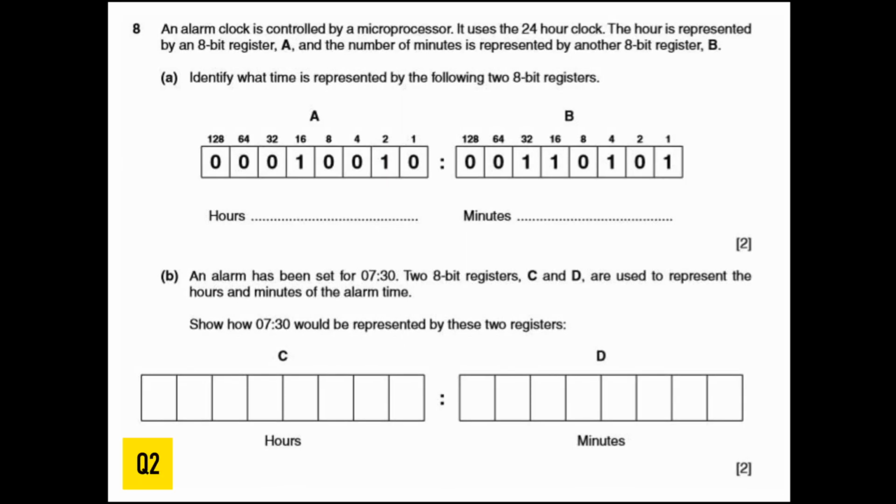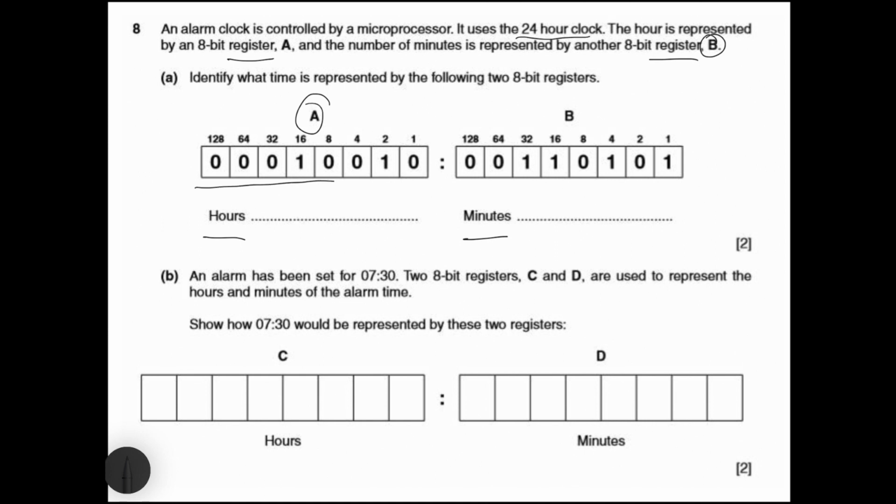Okay. So again, we've got another microprocessor alarm clock example. Well, actually, I guess the last one's a stopwatch, but we have something else involving time, right? It uses the 24-hour clock right here. The hour is represented by an 8-bit register A, which is this one. The number of minutes is represented by another 8-bit register B. So these are both storage space, and each of them is used to represent a particular aspect of the time. This one is used to represent hours, and this one is used to represent minutes.